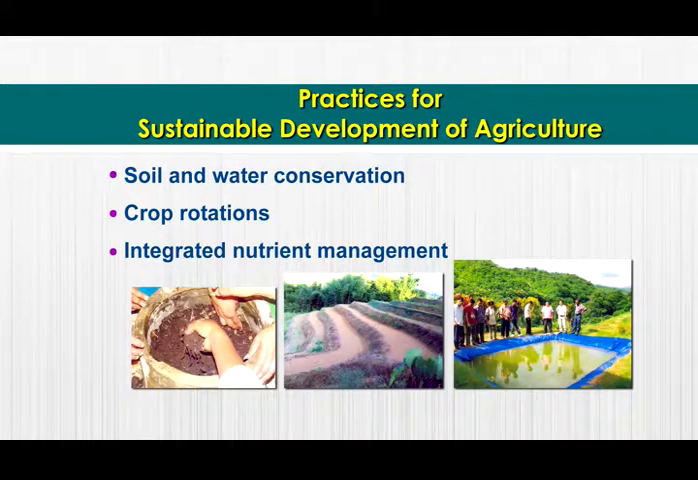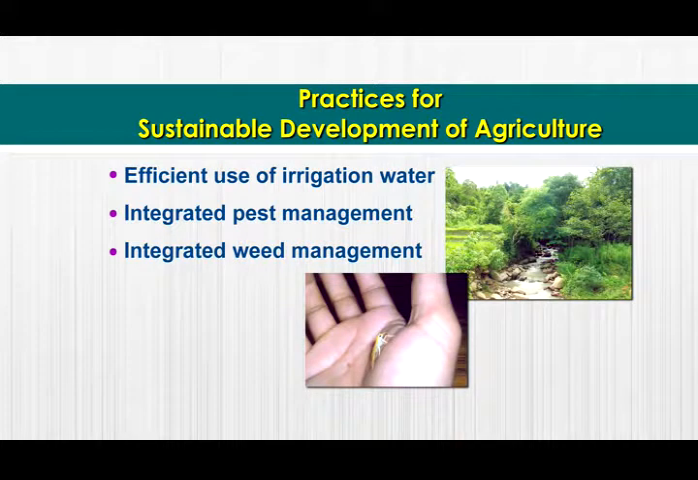So, what practices do we have to follow for sustainable development of agriculture? We have to follow soil and water conservation techniques. Then we have to follow crop rotation to mitigate weed, disease and insect pest problems, increase soil productivity and minimize soil erosion. Then we have to follow integrated nutrient management. Then we have to utilize irrigation water very efficiently. We have to follow integrated pest management practices. Then we have to follow integrated weed management in case of sustainable agriculture development.